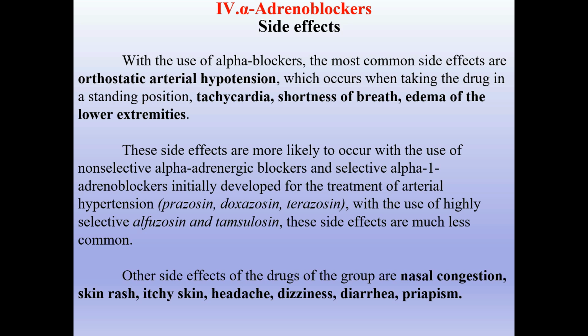These side effects are more likely to occur with the use of non-selective alpha-adrenergic blockers and selective alpha-1 adrenal blockers initially developed for the treatment of arterial hypertension: prazosin, doxazosin, terazosin. With the use of highly selective alfuzosin and tamsulosin, these side effects are much less common. Other side effects of the drugs of the group are nasal congestion, skin rash, itchy skin, headache, dizziness, diarrhea, priapism.